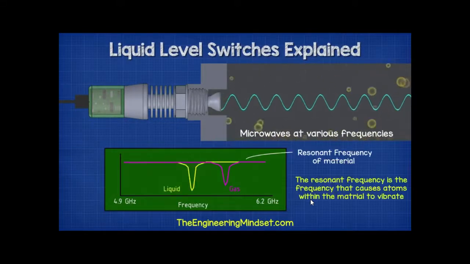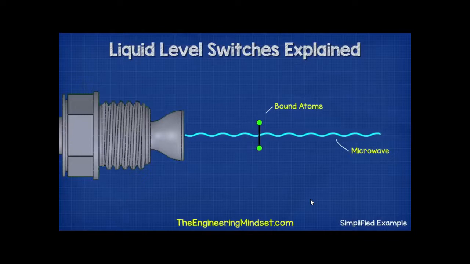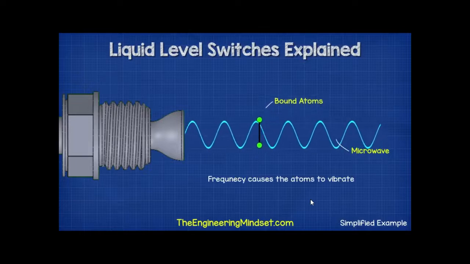The resonant frequency is the frequency that causes the atoms of the material to vibrate. So, looking at a very simplified example, the sensor emits a microwave at a certain frequency over some atoms, which are bound together. This frequency has no effect on the atoms, and they do not vibrate. But as we vary the frequency through the spectrum, we find a frequency that causes the atoms to vibrate.